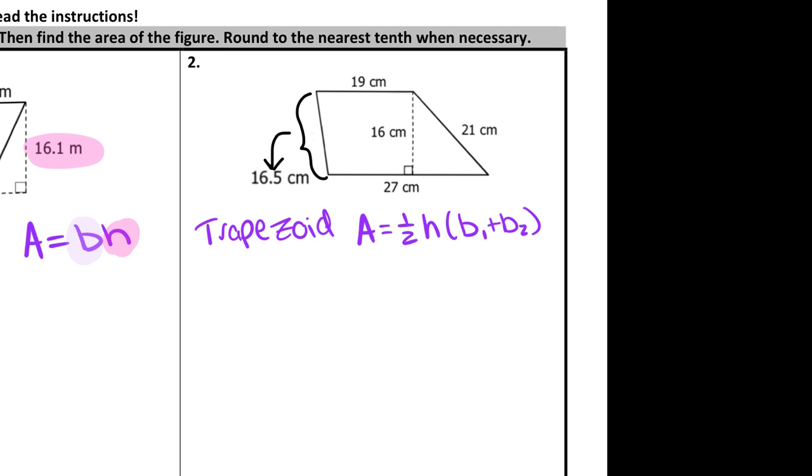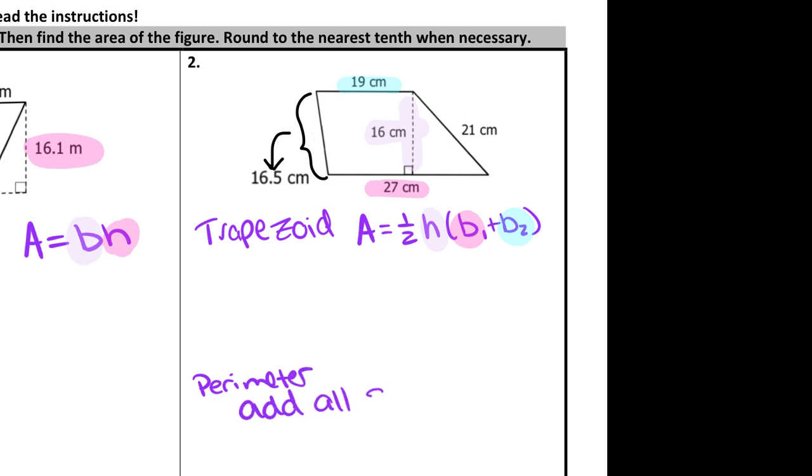So for base 1, I'm going to use 27. For base 2, I'm going to use 19. And then when I do my math, those will be added together. The height is what connects them, meets them at 90 degrees. So right here, my 90 degrees tells me where my height is, and the height is going to be 16 centimeters. Now for the perimeter, again, we're going to add all sides.